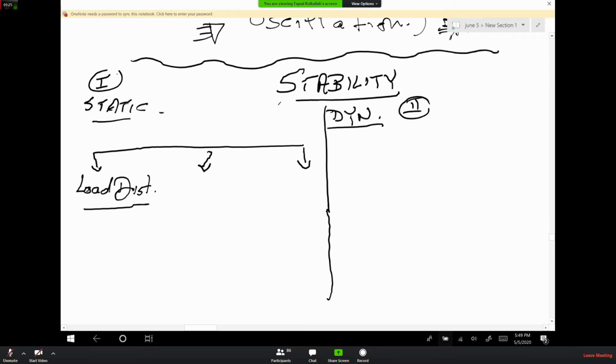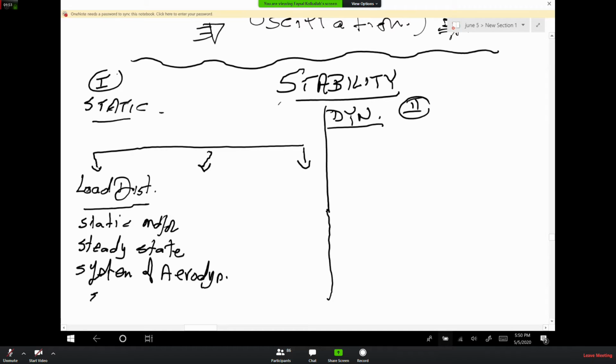So when we are looking at the load distribution, we can look at static and/or steady state system of aerodynamic and elasticity loading. As we said, by definition, that's what aeroelasticity is. We have a marriage between the aerodynamics and the structure. He put the structure into the wind tunnel. So that's the combination.